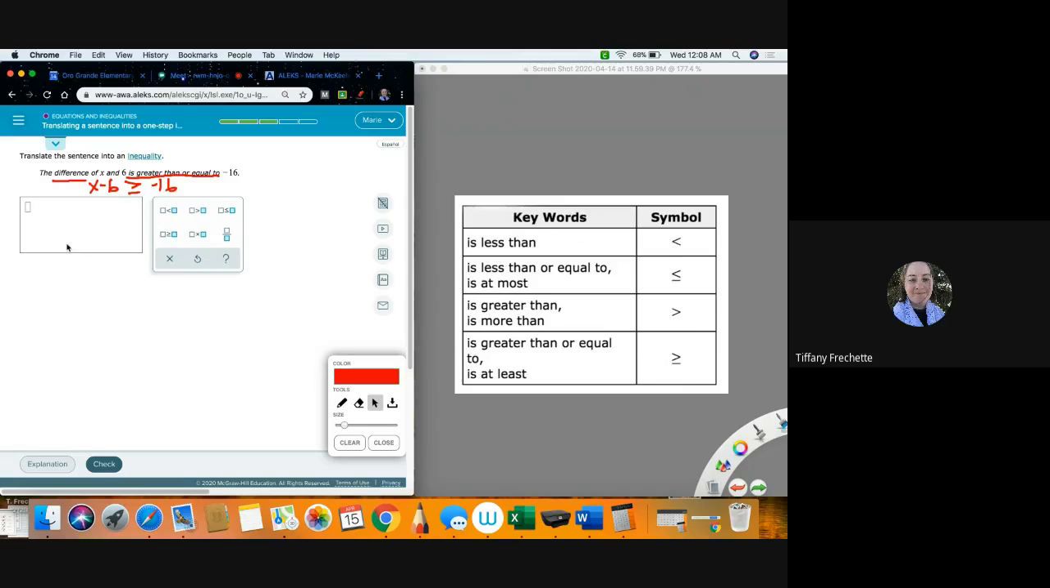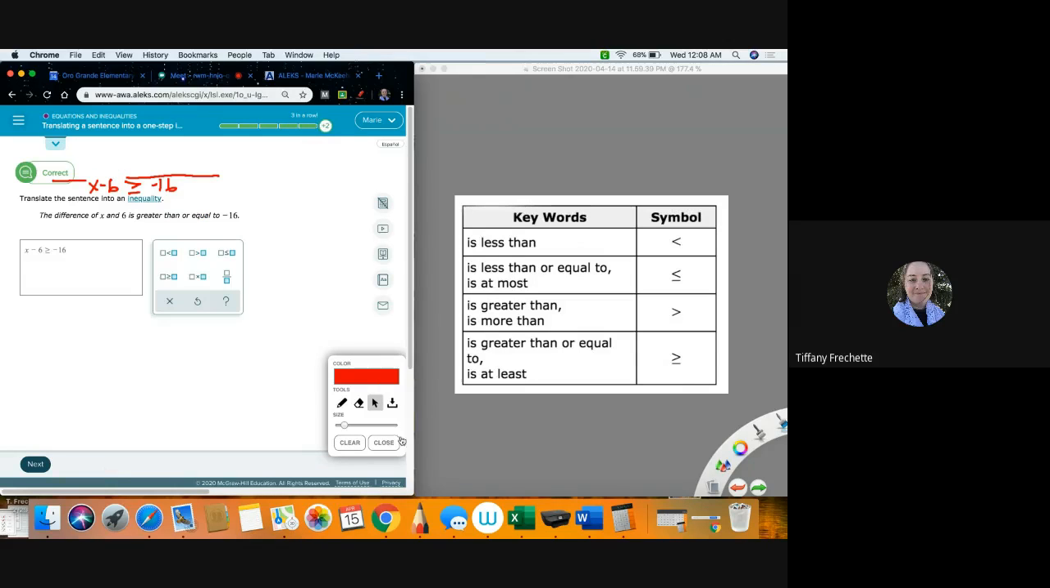All right, we're going to type this one in. So x minus 6. And I want greater than or equal to negative 16. So again, on this one, you may have trouble if you don't know what the words mean. So you may have to look up the operational words. All right, so we finished that one.